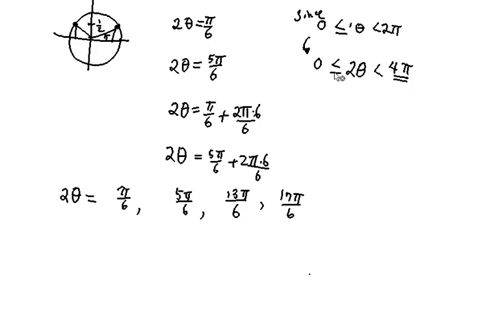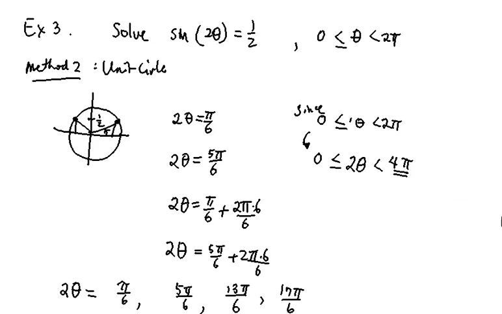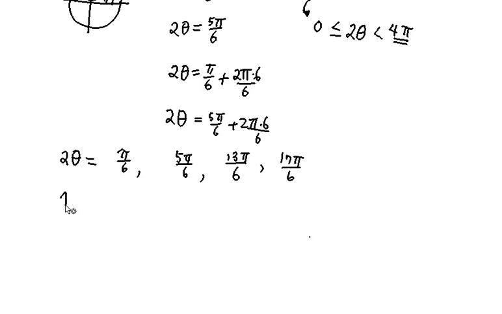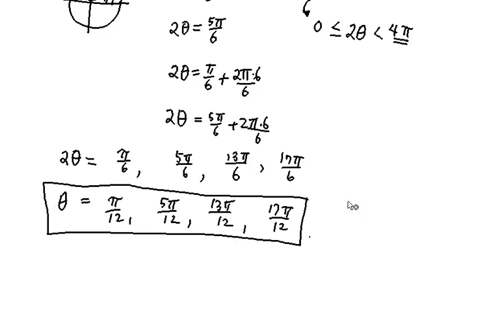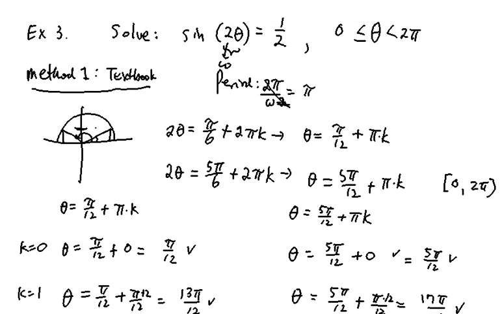Okay, so these would be my answers for 2 theta, but the question said solve it for theta. I'm looking for my theta. So what I need to do here is divide all of these by 2. It's really doing all of this work in one step. So if I divide everything by 2, I get pi over 12, 5 pi over 12, 13 pi over 12, and 17 pi over 12. And this is exactly what I had in my previous answer, right up here, the same thing as when I used this textbook method.